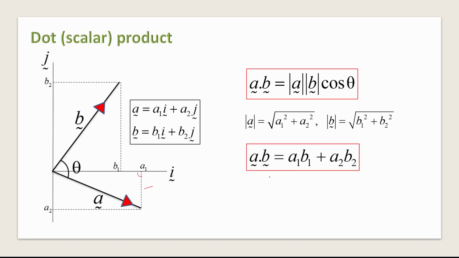Another definition for the dot product is that it is A1 times B1 plus A2 times B2, which means the product of the components. Both are valid, and we're going to use both definitions in our proof. But again, before we do that, we need to understand two properties of vectors. The first one is the commutative property, which means A dot B is the same as B dot A.